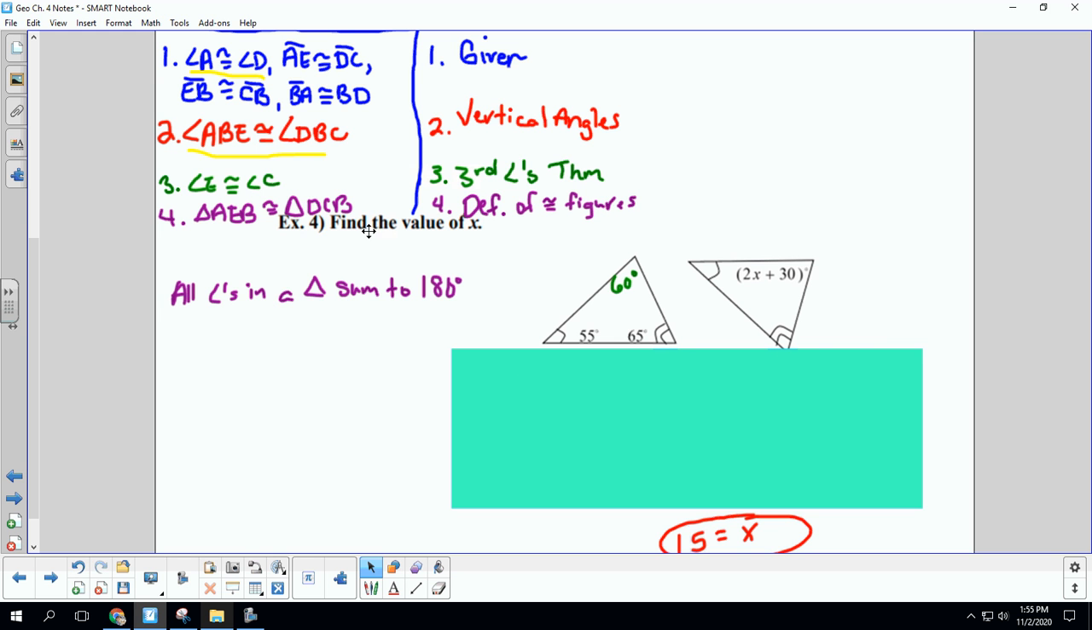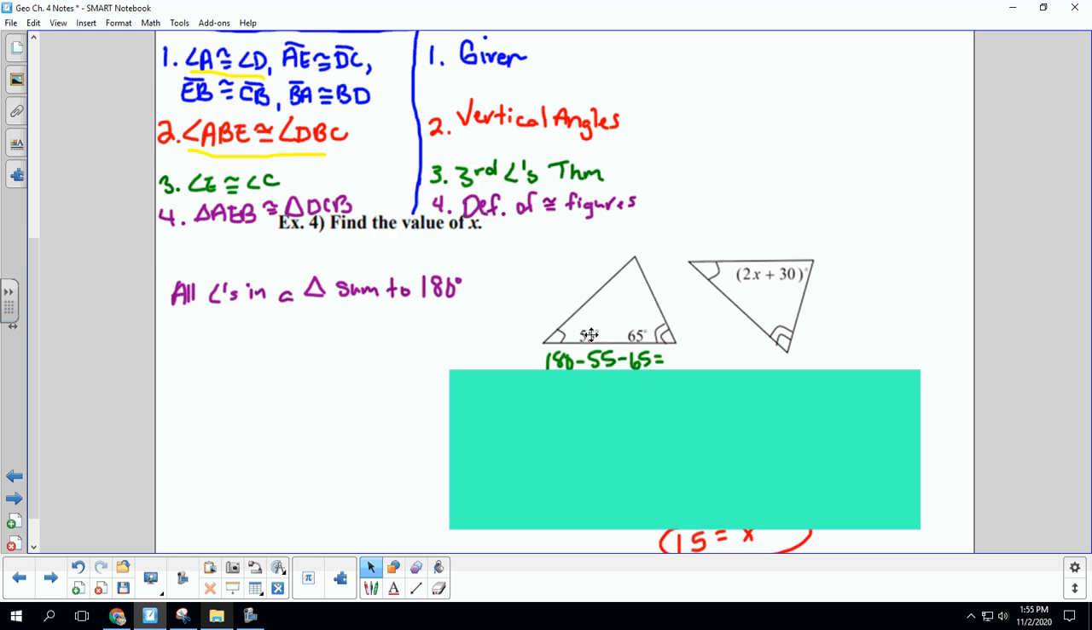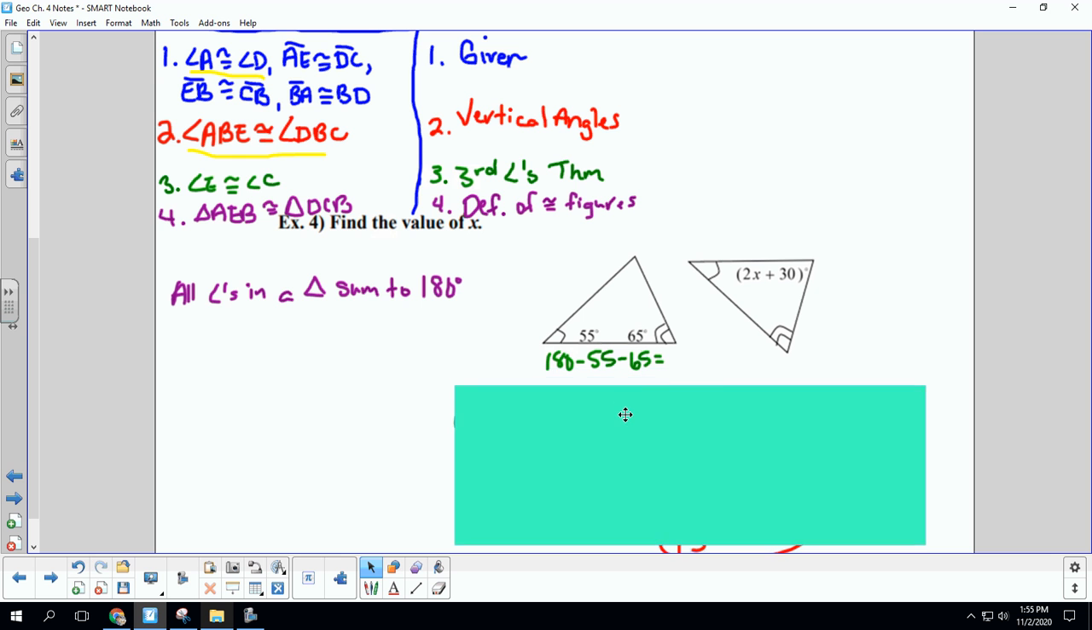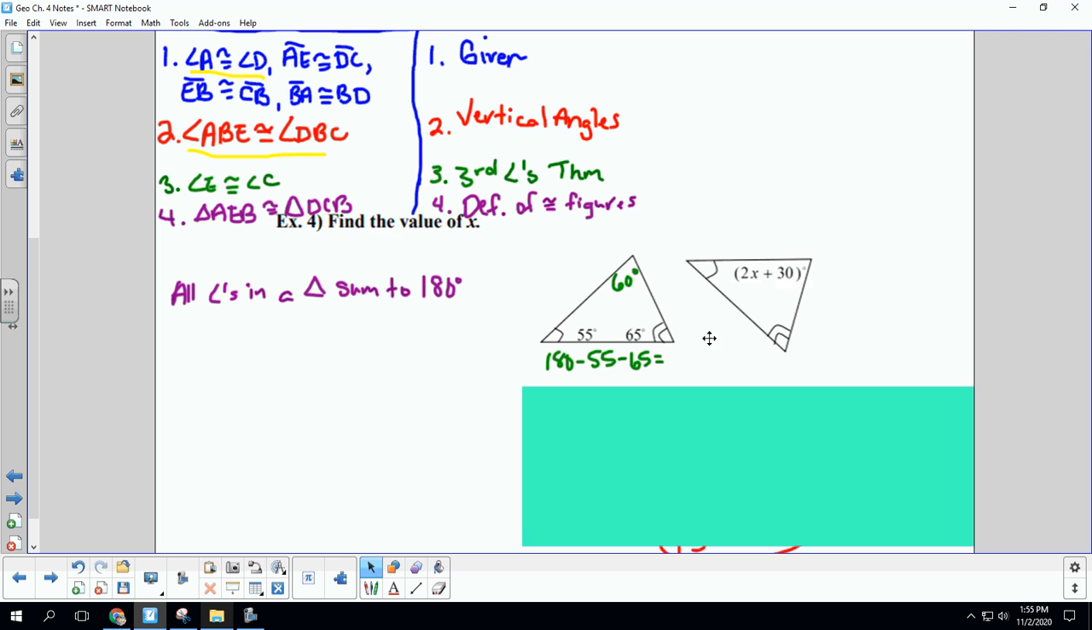Okay, we're going to use that property here to find the value of x. I'll bring 60 degrees back. If all the angles in a triangle add up to 180, then we know that this little triangle has 55 in this corner, 65 in this corner, and 60 in our other corner. We look at this triangle here, we know that these two angles are congruent, these two angles are congruent, so we can say that this third angle is going to be congruent as well.